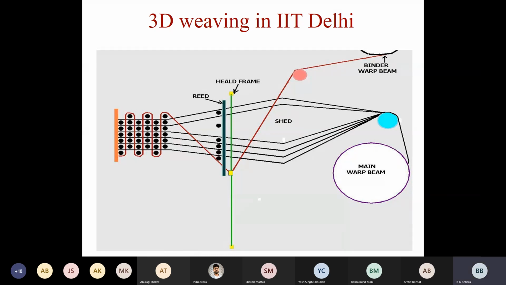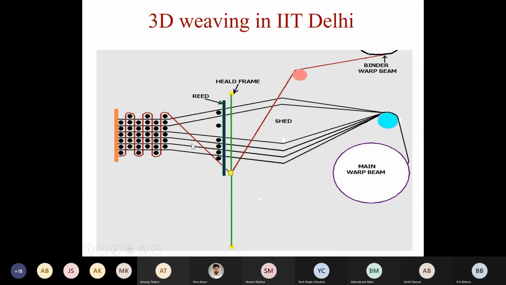There are many things to understand in this. See the diagram carefully. I will explain one by one. Right now in this diagram, see, there are 6 weft yarns. What you see right now is we insert weft yarn one by one. In this arrangement, only one weft yarn can be inserted at a time.